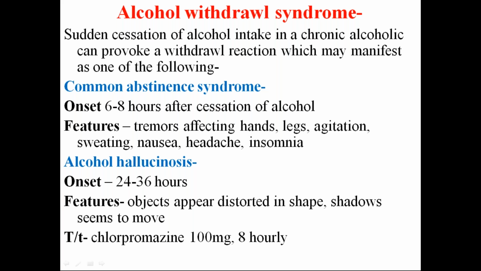So these are the alcohol withdrawal symptoms. Complete abstinence occurs within 6 to 8 hours of stopping alcohol, with tremors affecting hands and legs, agitation, sweating, nausea, headache, and insomnia. What is alcohol hallucinosis? It occurs within 24 to 36 hours, in which objects appear distorted in shape and shadows seem to move. For this, we give treatment with chlorpromazine 100 mg 8 hourly. So alcohol withdrawal syndrome has two types: alcohol abstinence syndrome and alcohol hallucinosis.